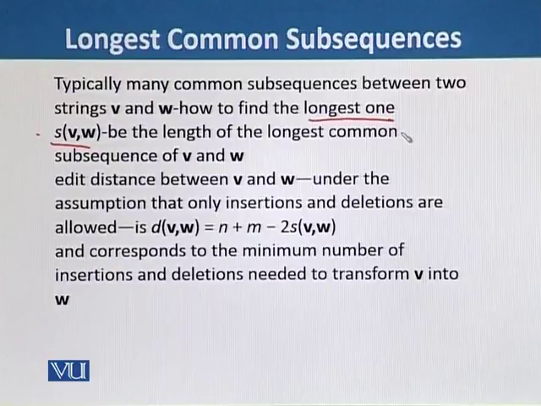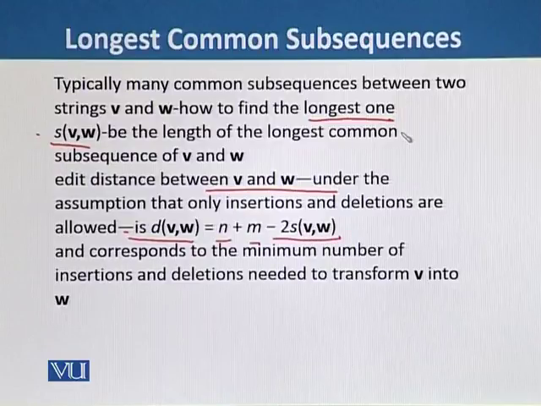If we let s(V,W) be the length of the longest common subsequence of V and W, then the edit distance between V and W, under the assumption that only insertions and deletions are allowed, that is d(V,W), should be equal to n plus m minus 2s(V,W). That corresponds to the minimum number of insertions and deletions needed to transform V into W.